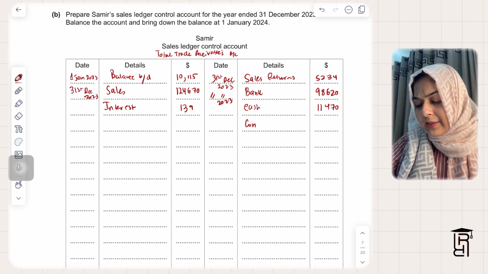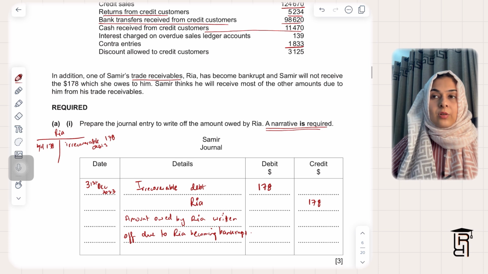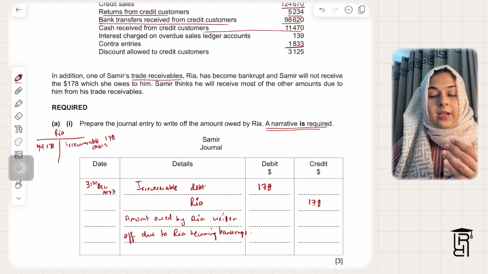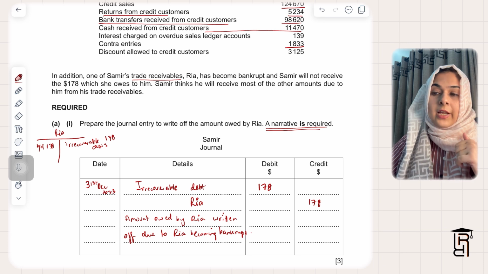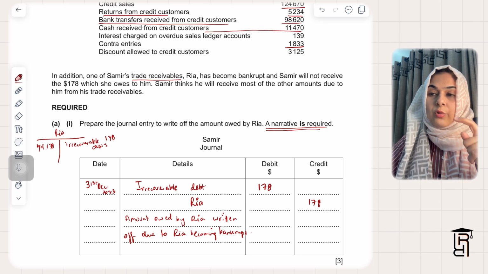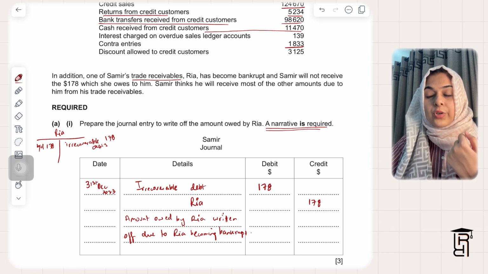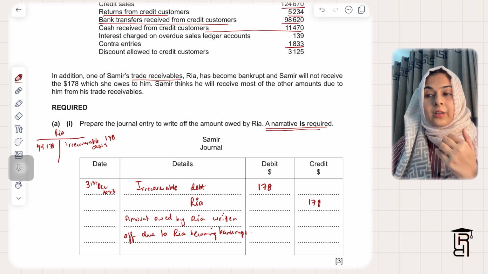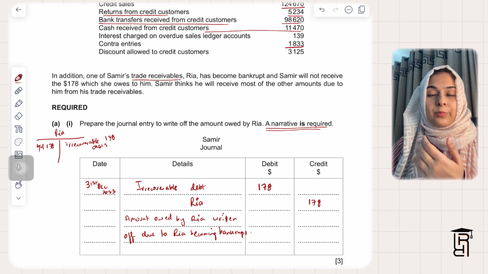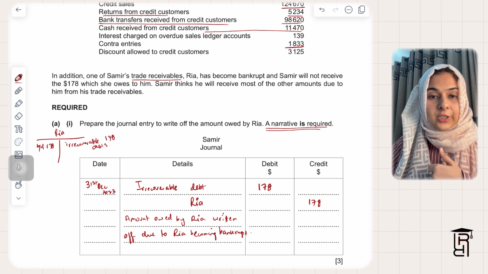So contra entry is when your customer is also your supplier. So when my customer is also my supplier, it's like this. Let's say Mr. A is also my customer, also my supplier. So let's say if I have bought goods of 500 from Mr. A and I have sold goods of $600 to Mr. A. So I should be receiving 600 from Mr. A and I should be paying them $500.